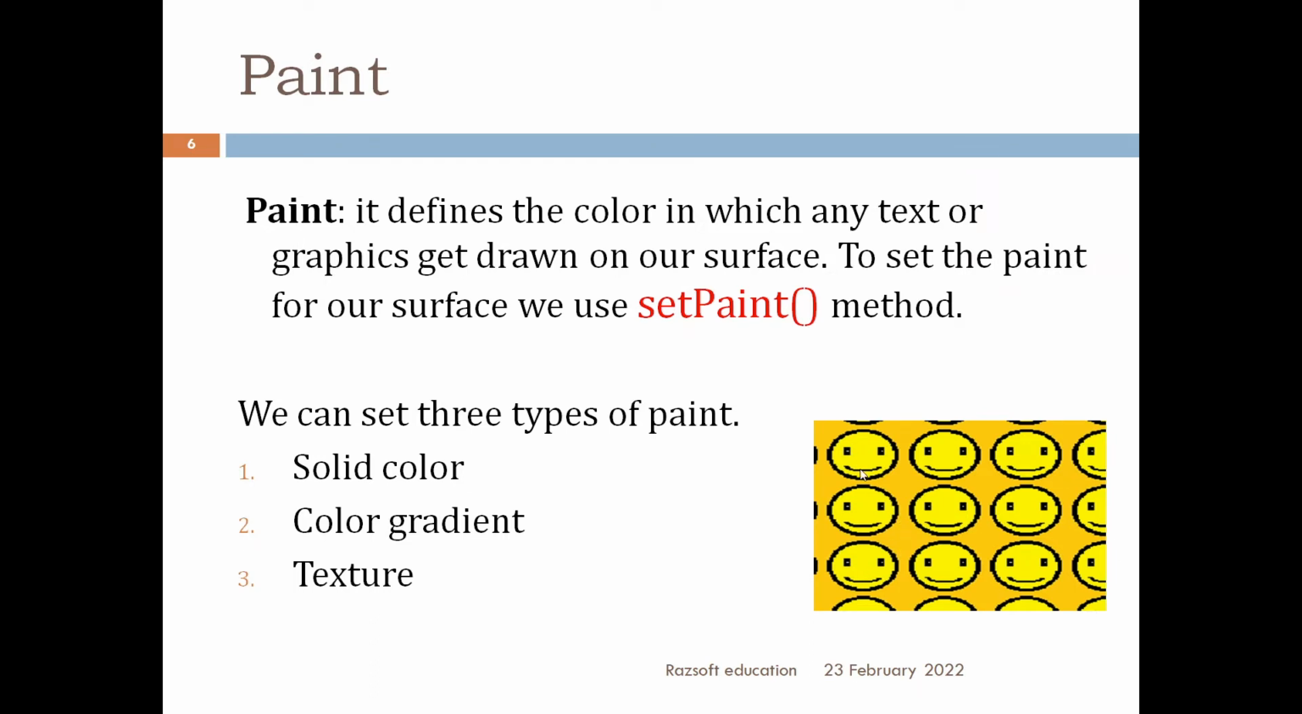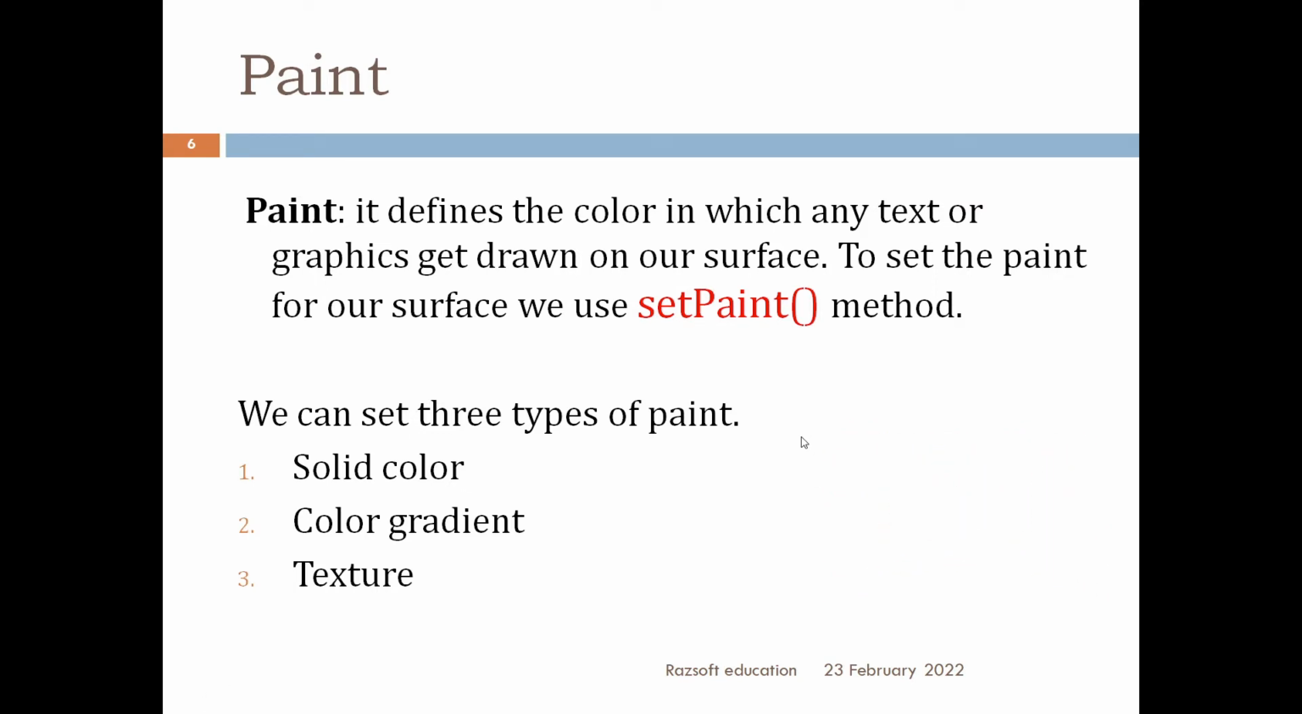So here we can see our rectangle gets painted with a smile, full of smiles. This smile is a picture, and because we fill our rectangle with this picture, it is a texture paint. So when we use an image to paint our graphics, it is called texture. So now let's see how we can use solid color.